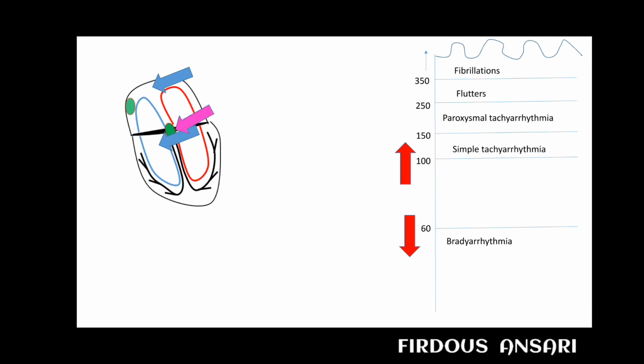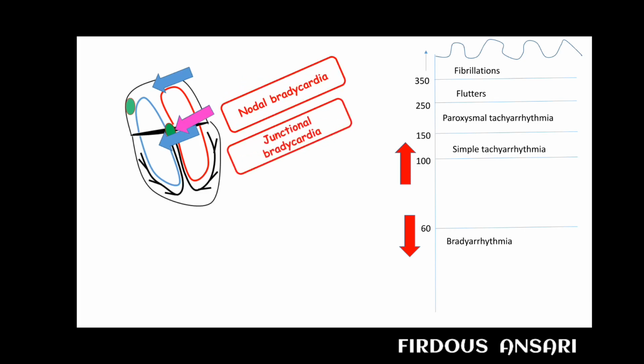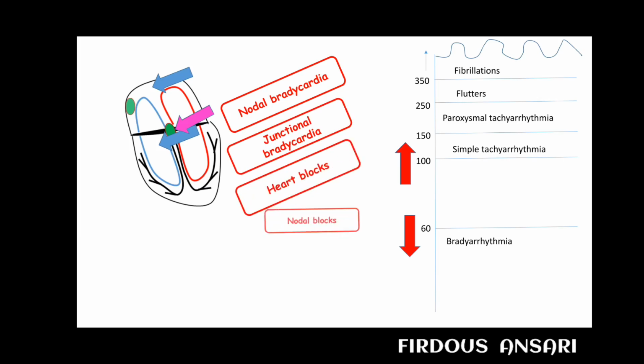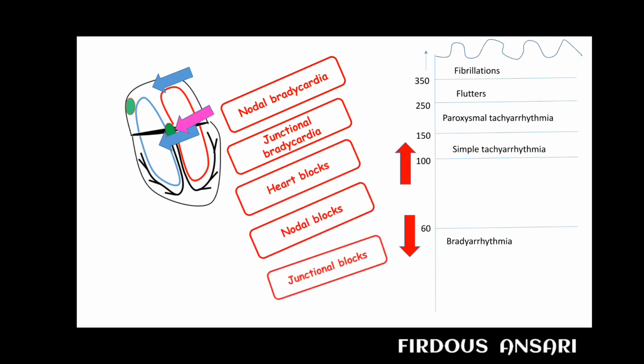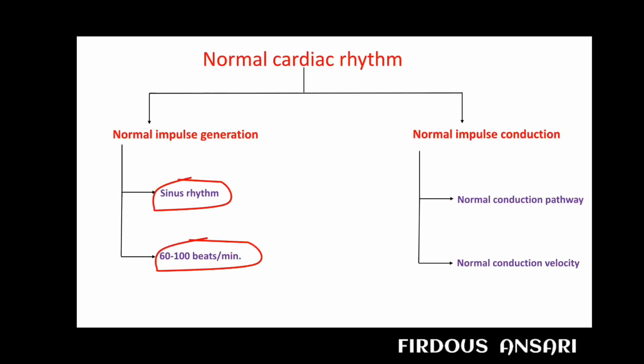So this condition is known as nodal bradycardia, or you can say junctional bradycardia, or heart blocks, or nodal blocks, or junctional blocks. All mean one and the same. There is a blockage, there is a bradycardia generated because of slowing of the AV node functions. Next, we'll talk about some abnormalities occurring in the normal conduction pathway.